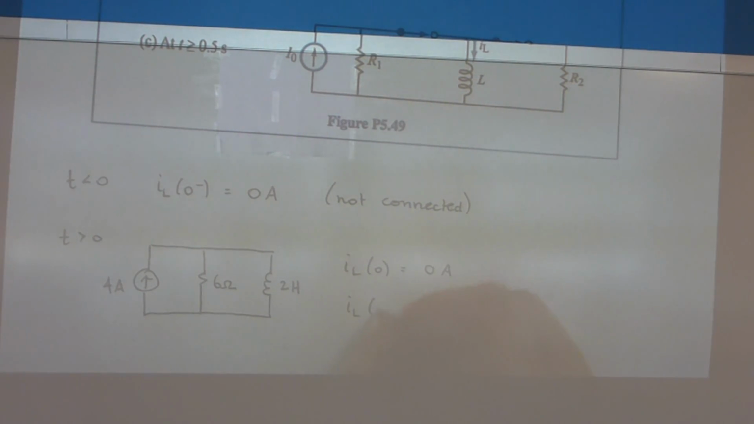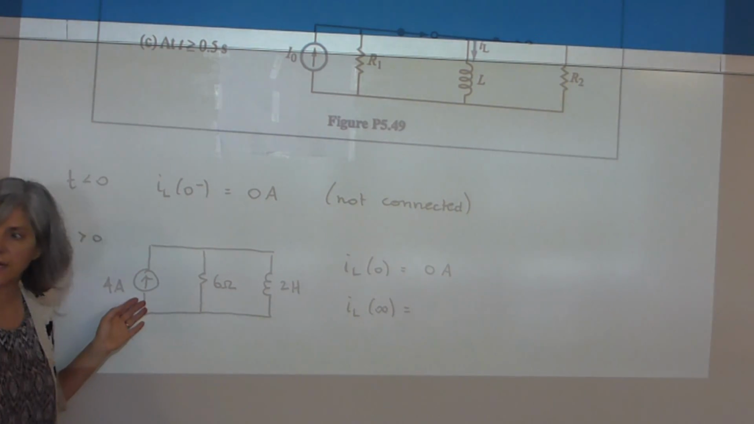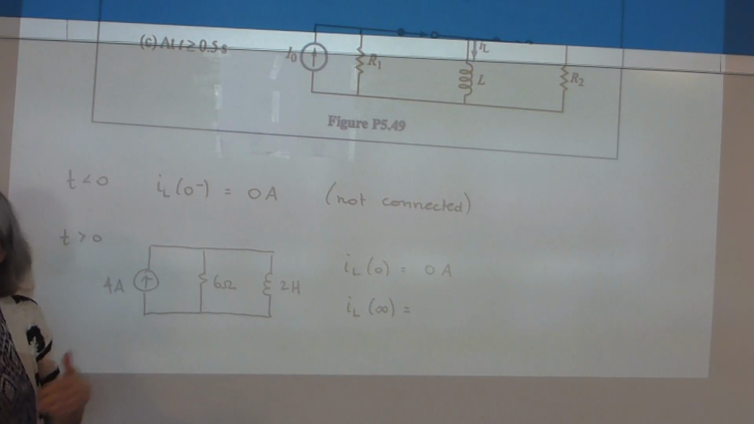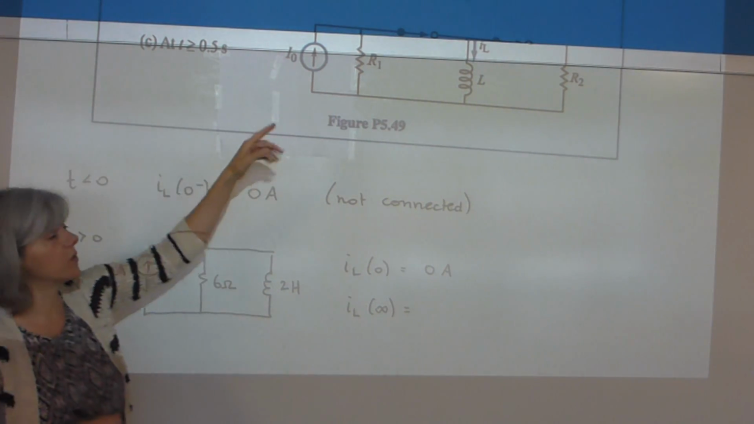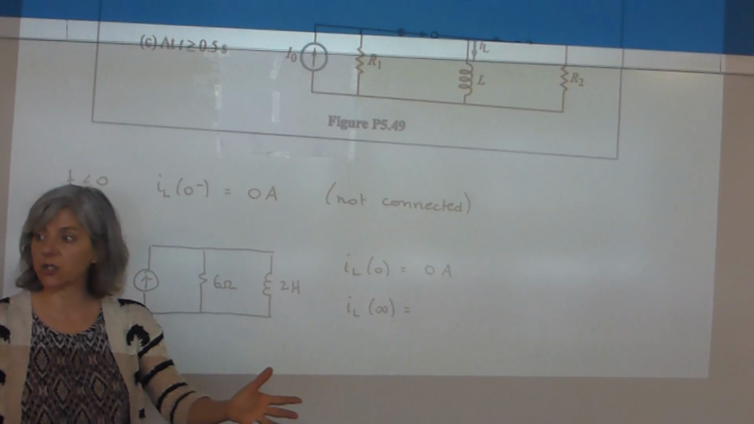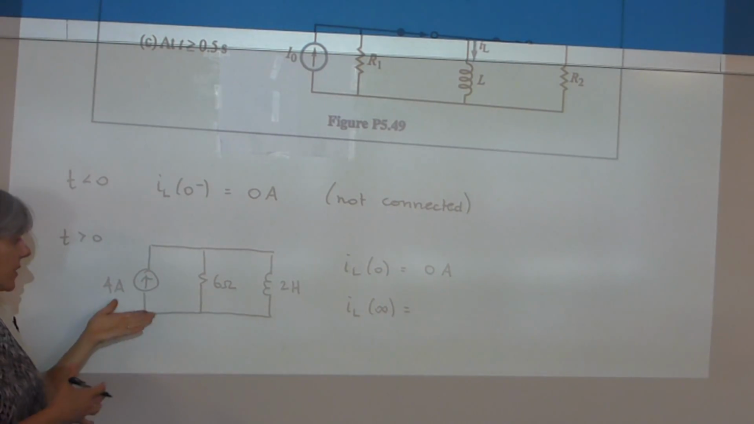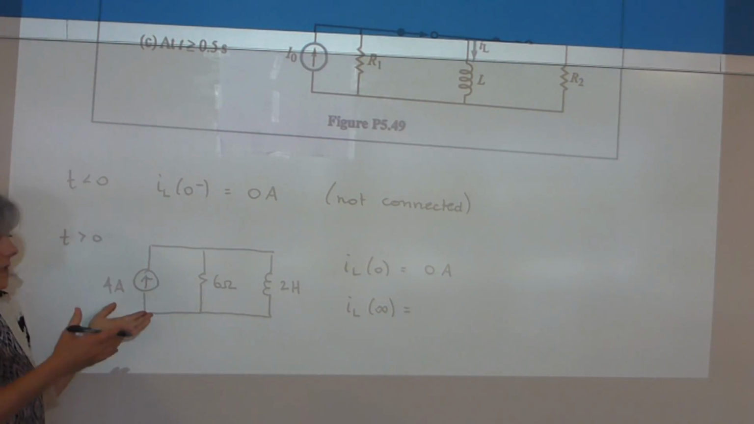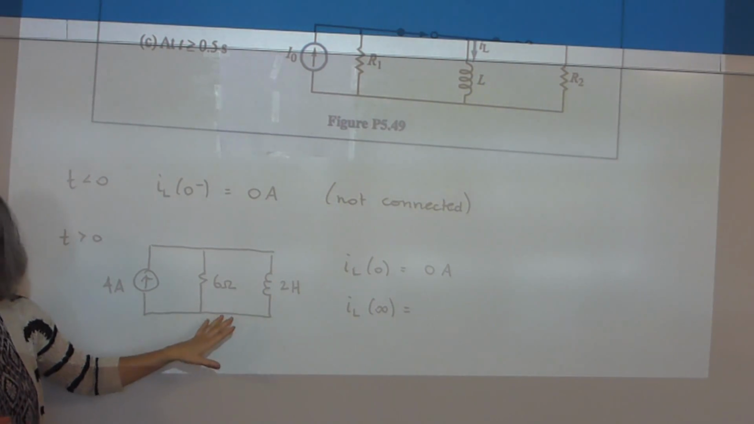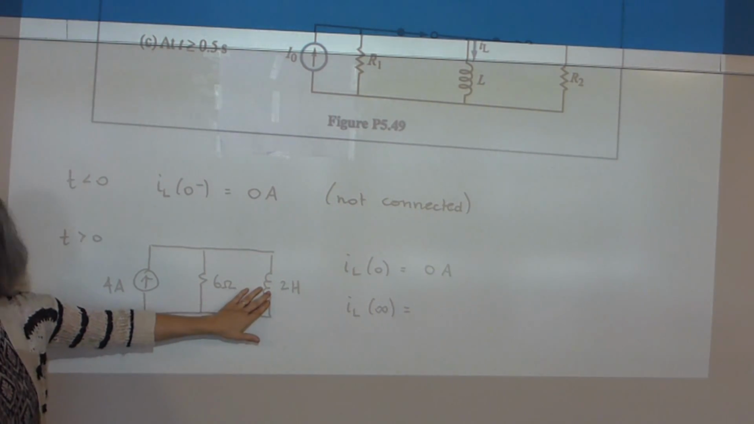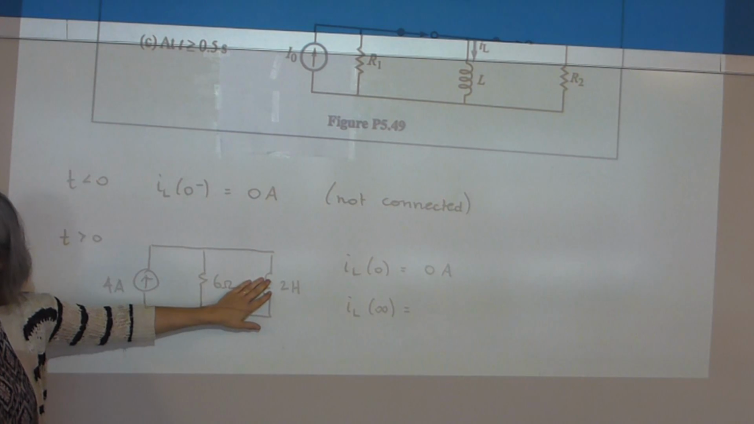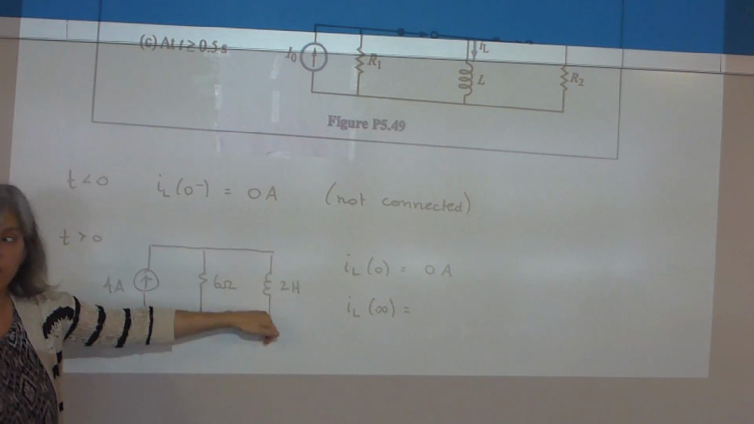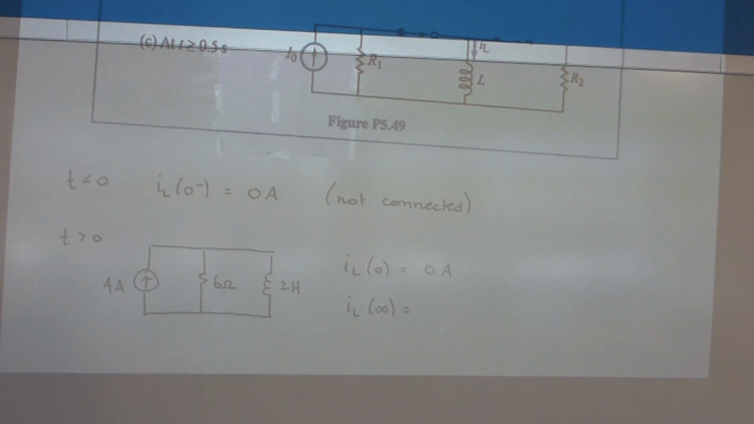I sub L at infinity, this is the path that I'm set on. So when I connect to a 4 amp source, the inductor immediately begins charging towards that. It does not know that a half a second later its life is about to change. It doesn't know that. It gets on the path towards 4 amps. So we know that that's its final value because in the end, when this has been in place a long time, the inductor acts like a short, so all the current will flow through the inductor. 4 amps.